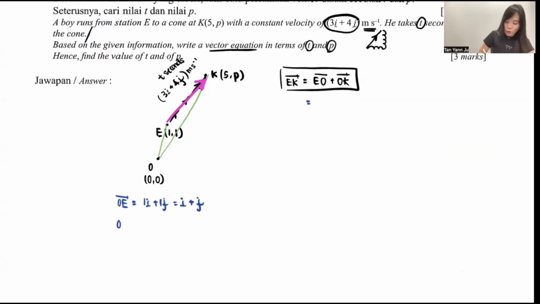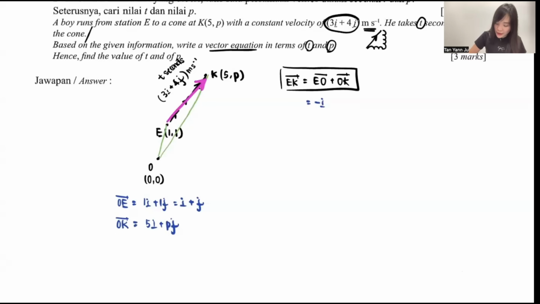And then can I write OK out? Yes, also, because the K coordinate is 5, p. O is 0, 0, and from 0, 0 going to anywhere is just copy and paste the coordinate. Isn't it 5i plus pj? Okay, I got OK also. OE I got, OK I got. I think now I can put them inside the law.